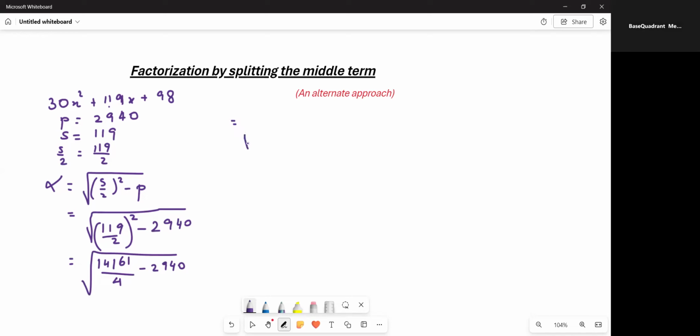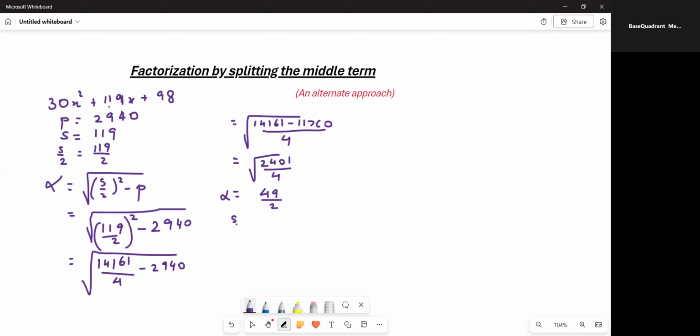Now this will be the square root of, make it a single fraction, 14161 minus 2940 multiplied by 4, which is 11760, upon 4. That is the square root of 2401 upon 4. Now the square root of 2401 is 49 and the square root of 4 is 2. So you get the value of alpha as 49 upon 2.